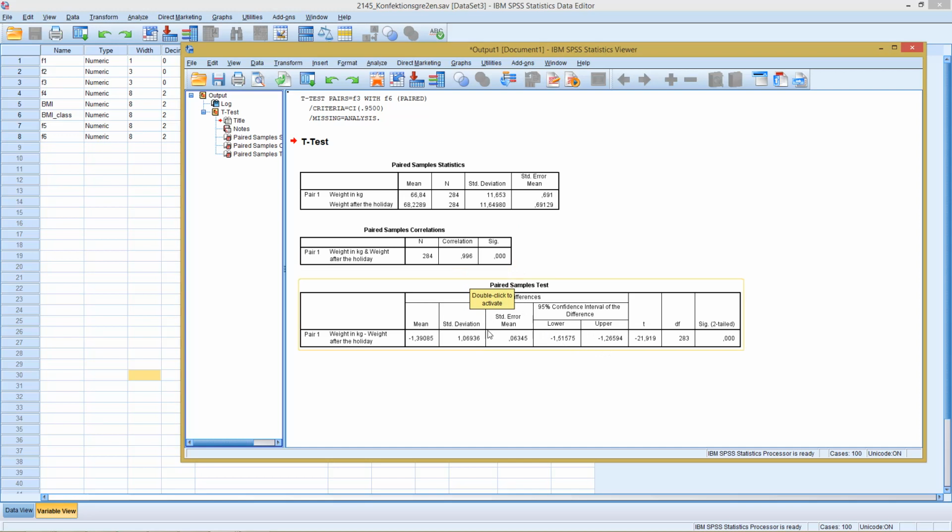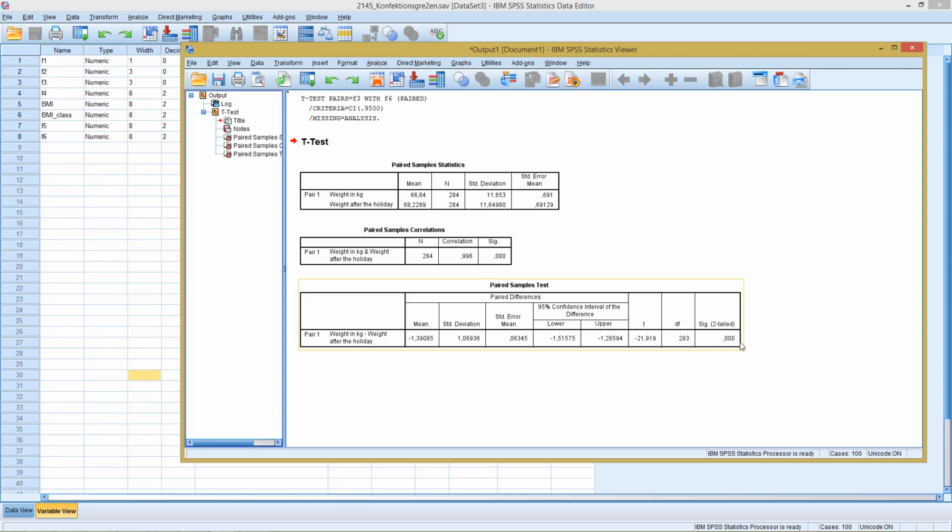And then down here, that's the real test. We get our t-value over here and our related significance level over here, showing us with a value of 0.0 that there's a significant difference between the situation before the event and after the event. So relating back to what we have, there's a significant difference between weight before the holiday and weight after the holiday.